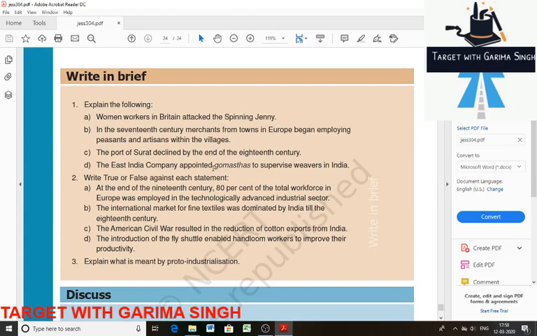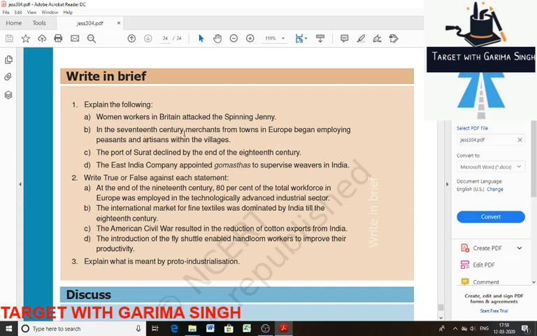First is: why did women workers in Britain attack the spinning jenny? Women workers in Britain attacked the spinning jenny because it speeded up the spinning process and consequently reduced labor demand. This caused a valid fear of unemployment among women working in the woolen industry. Till then they had survived on hand spinning, but this was replaced by the new machine.